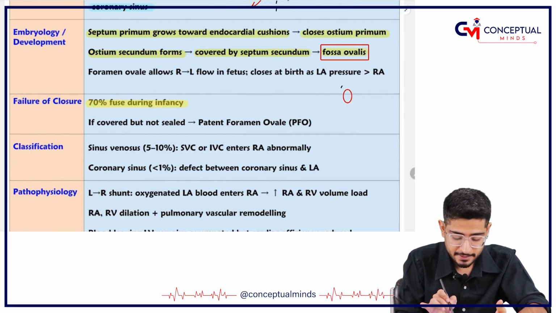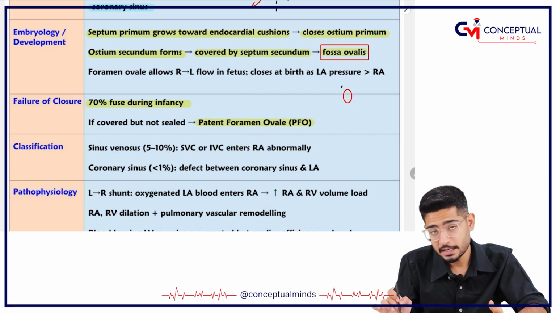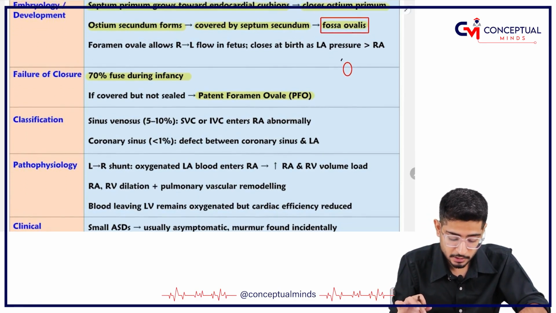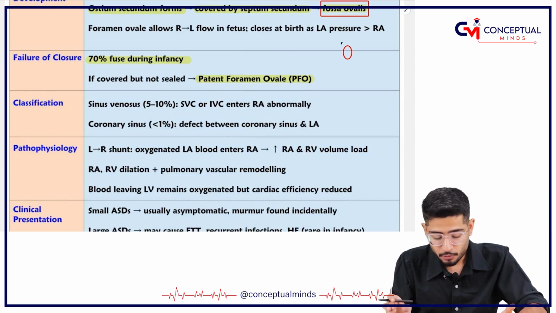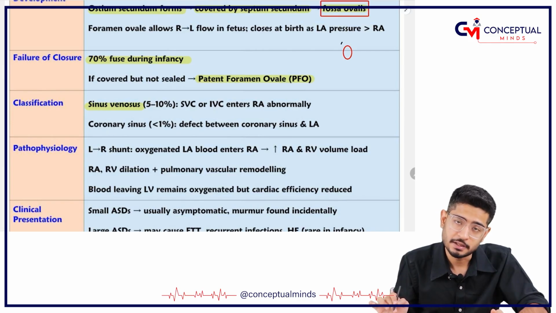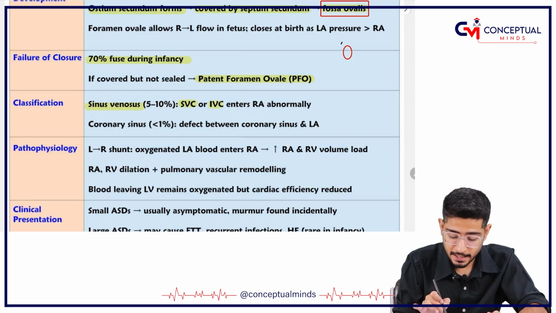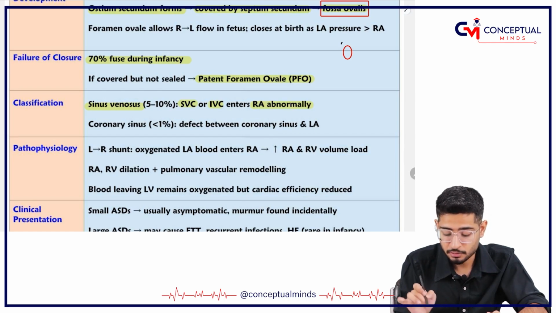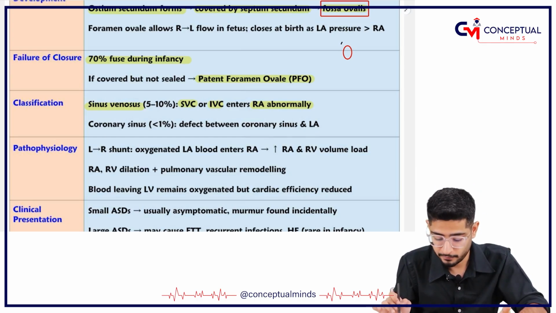Just like I've told you that 70% is going to fuse during infancy, but of course, if it is not covered, then it is called patent foramen ovale. Okay, patent foramen ovale. So classification: primum, secundum, you very well understand. What about sinus venosus? You very well know that the veins are going to enter into the right atrium in the sinus venosus. So if they are entering abnormally out there, that is one of the types of ASD.